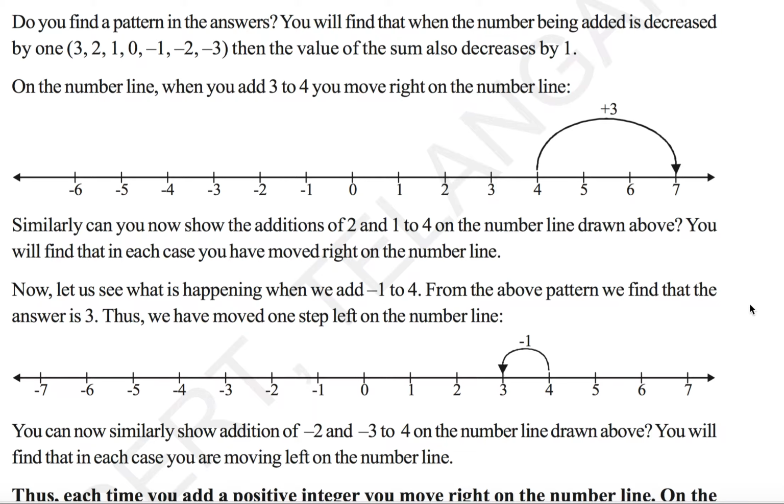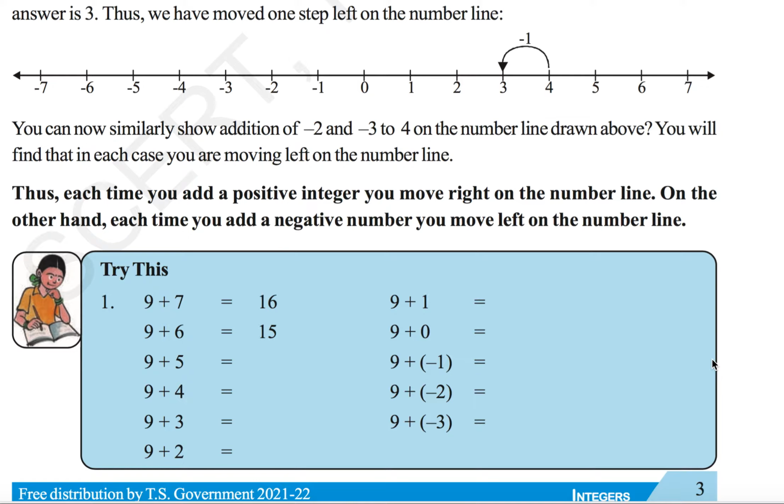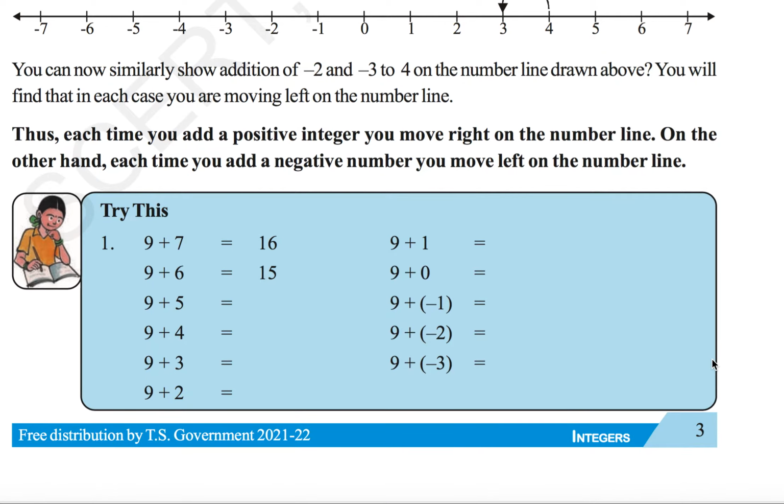If you add a positive number, you will be moving towards the right side. If you are adding negative numbers, you are moving towards the left-hand side. You can now similarly show addition of minus 2 and minus 3 to 4 on the number line drawn above. You will find that in each case you are moving left on the number line. Thus each time you add a positive integer, you move to the right. On the other hand, each time you add a negative integer, you move left on the number line.